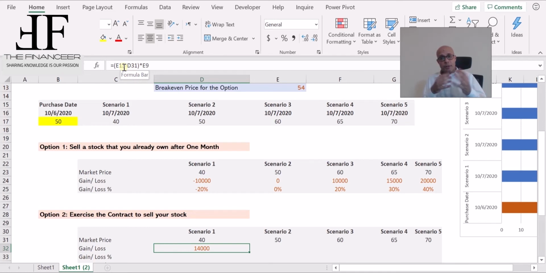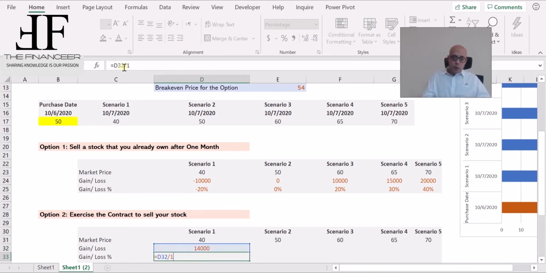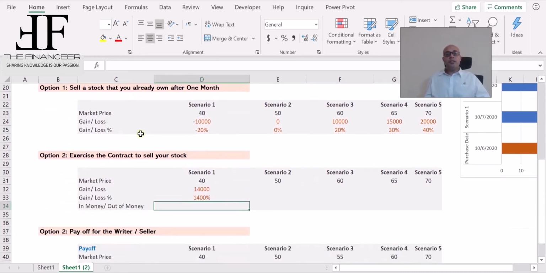Do you know how much is the percentage of the gain? It is 14,000 divided by $1,000 that you paid in order to purchase this contract. So it is 1,400%. You achieved 14 times of your investment as a gain. So options, as one of the derivatives, are allowing you to achieve some gains.